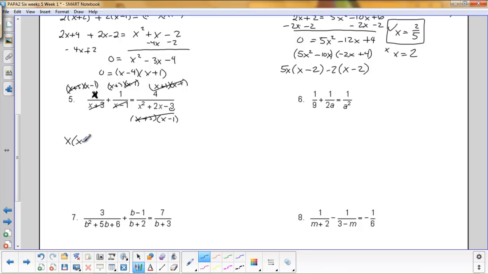X times X minus 1 plus X plus 3 equals 4. X squared minus X plus X plus 3 equals 4. I'm going to bring the 4 across, combine like terms, and I get X squared minus 1 equals 0. That's the difference of squares, X minus 1 and X plus 1, which means my solution to this problem is X equals 1 or X equals negative 1.